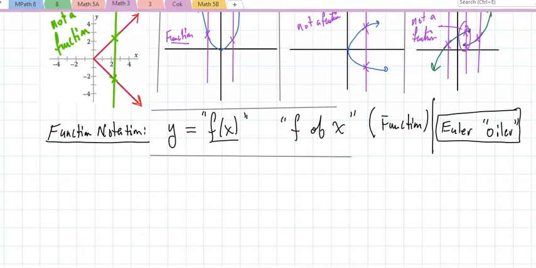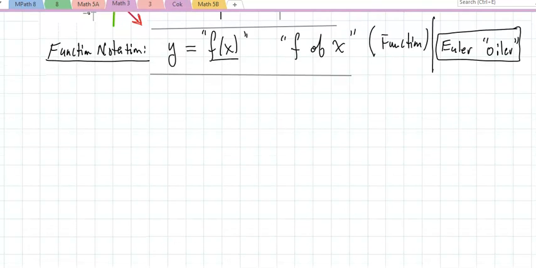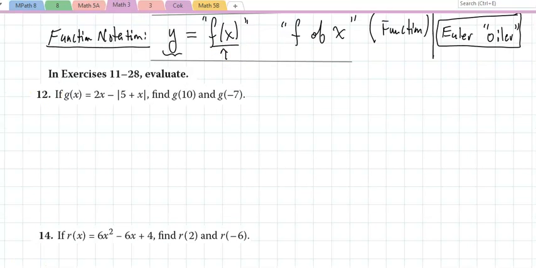So Euler came up with this, and this is pretty much how he distinguished that. You see a y, replace it by f of x. If you have a function, you're telling whoever's looking at this that this is a function. And on number 11 through 28, you notice g of x. So this is simply saying y equals 2x minus absolute value of 5 plus x, nothing more.